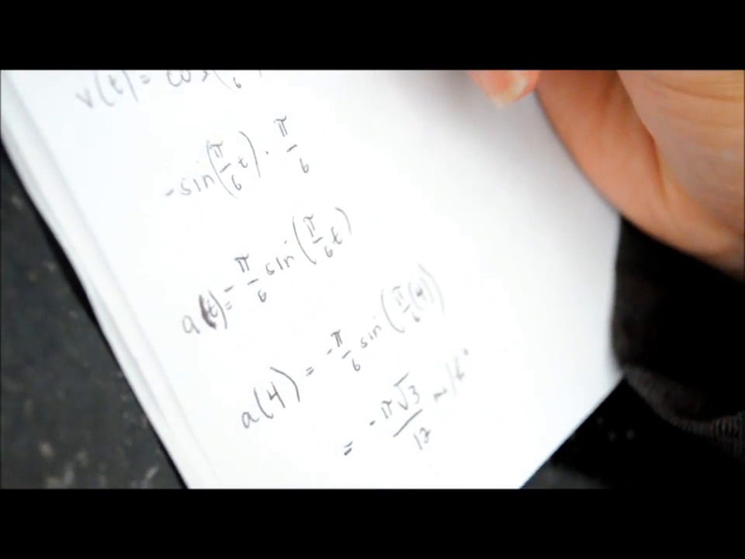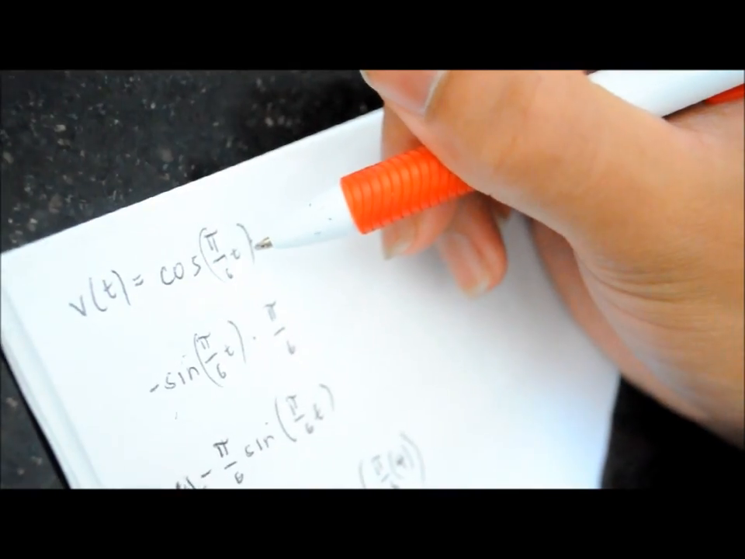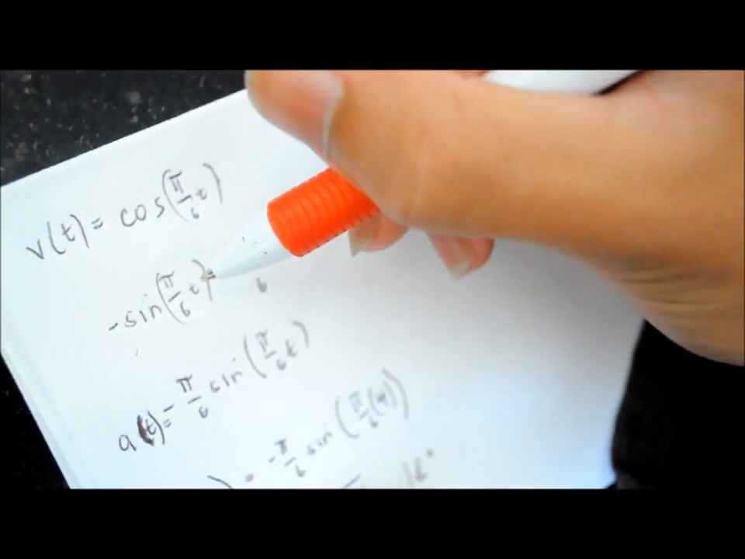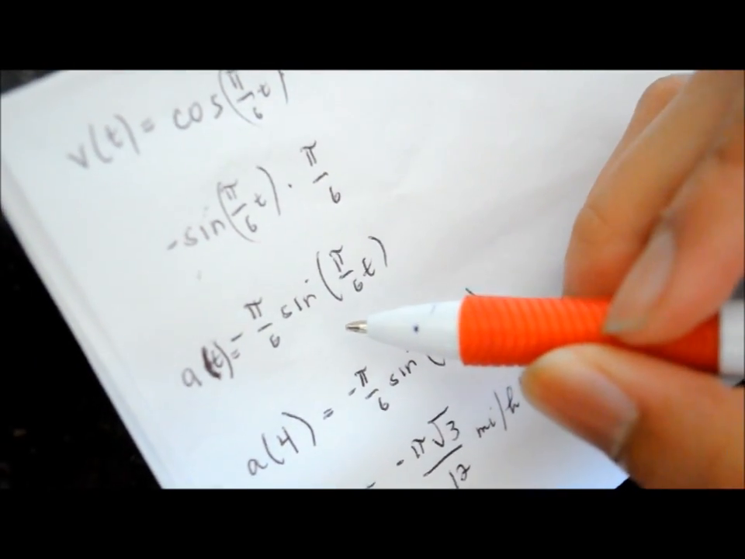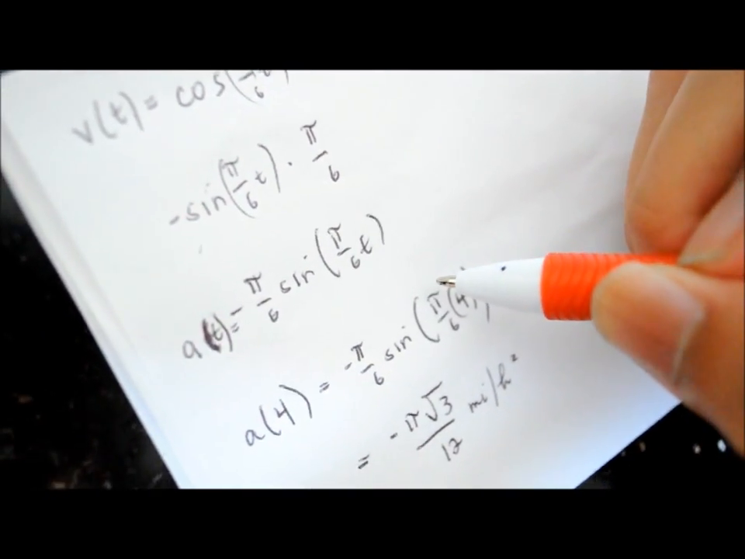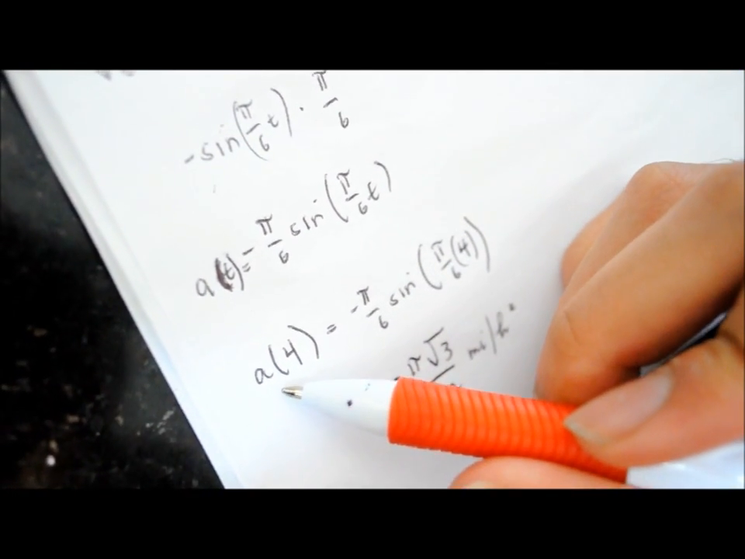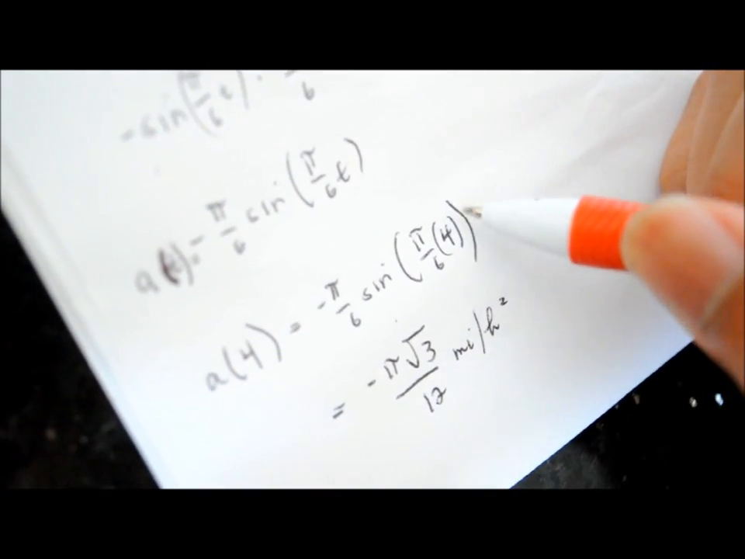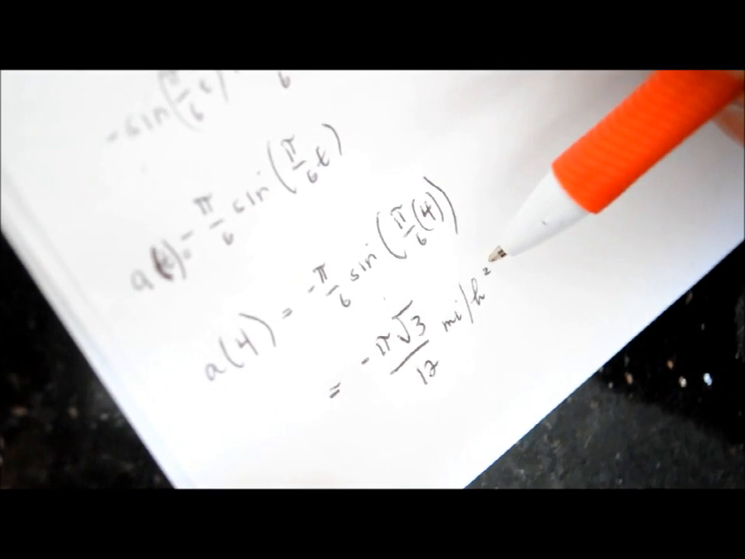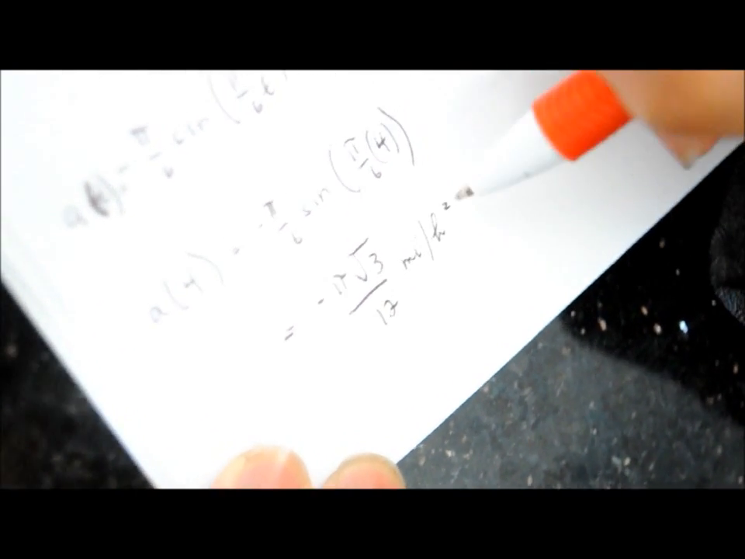Now we have to find the derivative of the inside. The inside is pi over 6t, and the derivative of that is pi over 6. So the equation for the acceleration must be negative pi over 6 times sine of pi over 6t. Now we plug in 4 to find the actual acceleration. We get negative pi over 6 times sine of pi over 6 times 4, and the total acceleration is negative pi square root of 3 over 12 miles per hour squared.